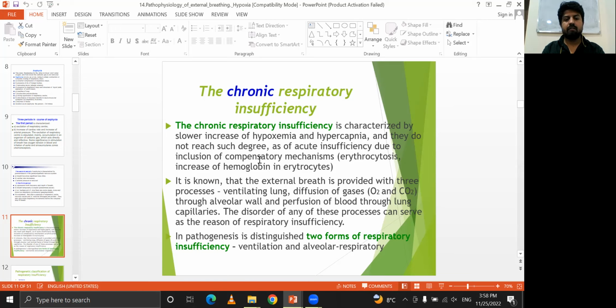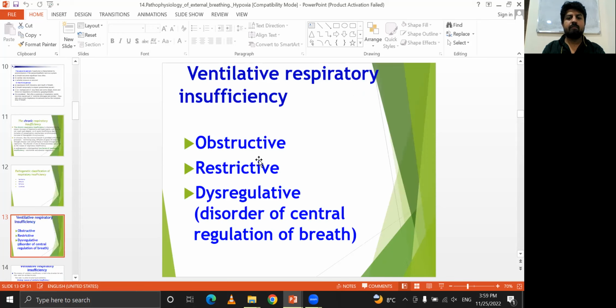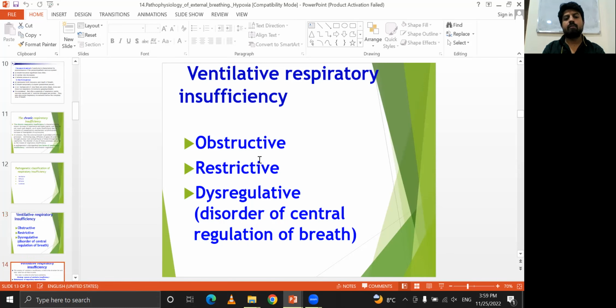In pathogenesis, two forms of respiratory insufficiency are distinguished: ventilatory and alveolar. The pathogenetic classification of respiratory insufficiency is ventilative, diffusive, perfusive, and combined. Ventilative respiratory insufficiency includes obstruction, restriction, and dysregulation, which is a disorder of the central regulation of breathing.